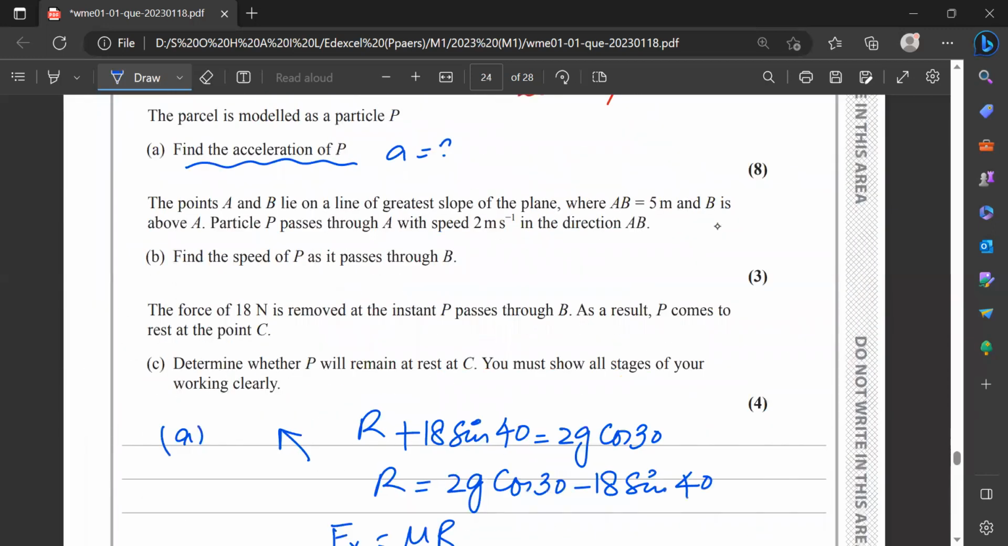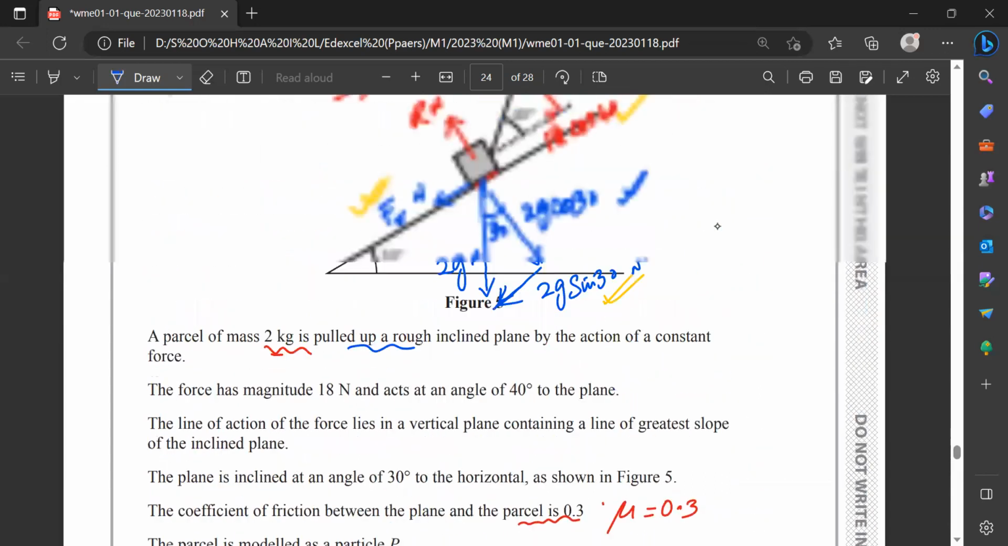B part is find the speed of P as it passes through B. The points A and B lie on the line of greatest slope of the plane where AB is 5 meters, B is above A. Particle P passes through A with a speed of 2 meters per second in the direction of AB. Find the speed as it passes through B.